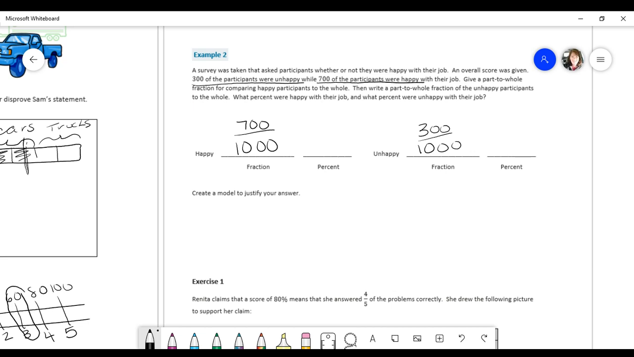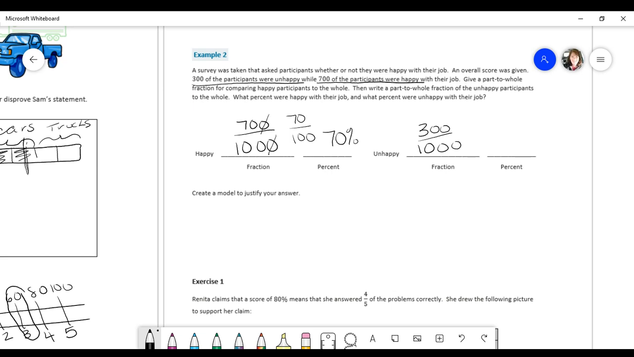Now I need to know how to change this to a percent. Well, what is a percent always out of? 100, right? Well, this is 1,000. So how am I going to get to 100 instead of 1,000? I need to get rid of this 0, right? Well, since I can cross off a 0 here and here, that's the same thing as saying 70 over 100, which is what percent? 70%.